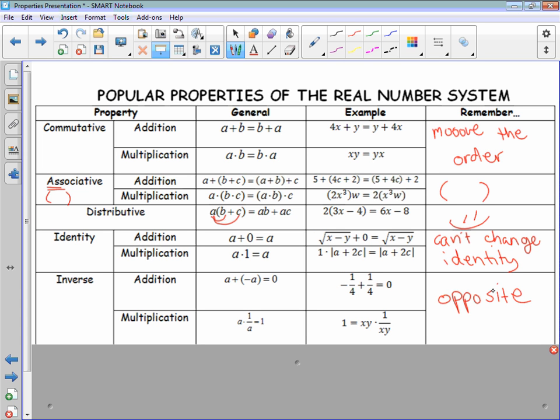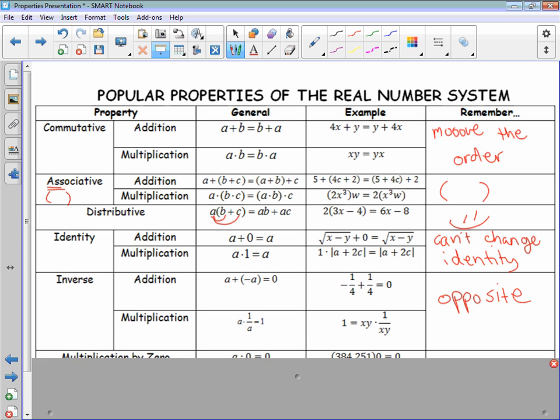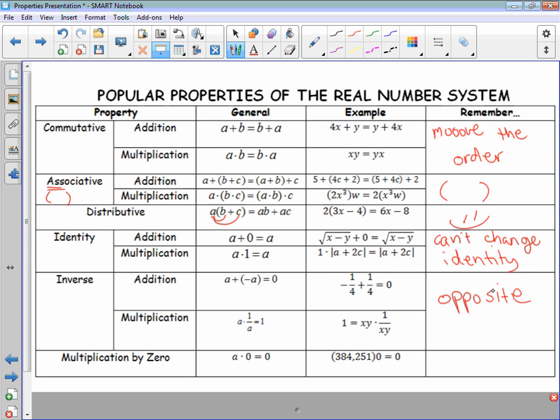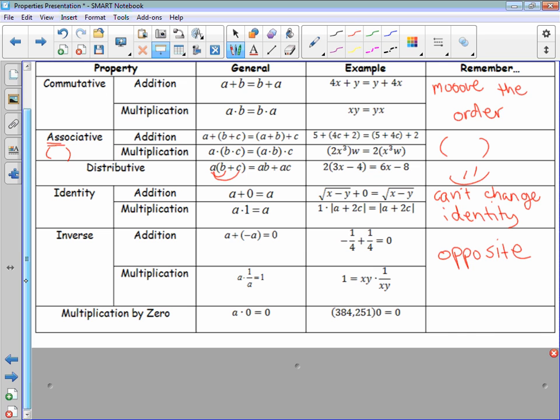Okay, one more. Last one's easy, right? Anytime you multiply anything by 0, you get 0. So that's the multiplication by 0. There's nothing fancy about that. So I just write a 0 here. Anytime you multiply anything by 0, you get 0. So that's just right here.